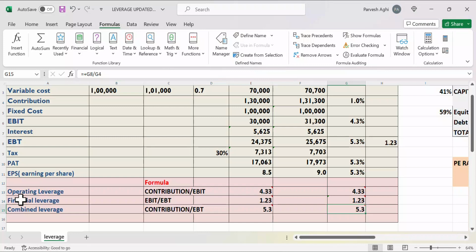Okay, so there is an operating leverage, there is a financial leverage, and there is a combined leverage.